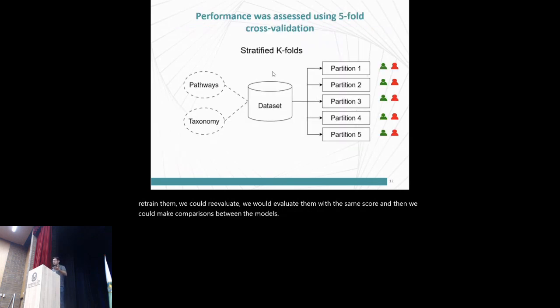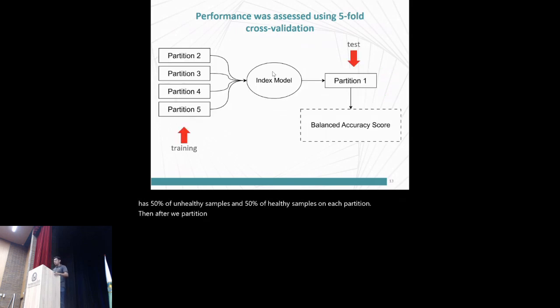The performance evaluation was assessed using a strategy called five-fold cross-validation. What we did is that we have the data set, which could be either the pathways or the taxonomy, and we partitioned the data set into 5 parts, considering that each part has 50% of unhealthy samples and 50% of healthy samples. Then, after we partition the data set, we perform a cross-validation. We take 4 of the 5 partitions to train the model, and the left-out partition is used to test the model. And we measure the performance using the balanced accuracy score.